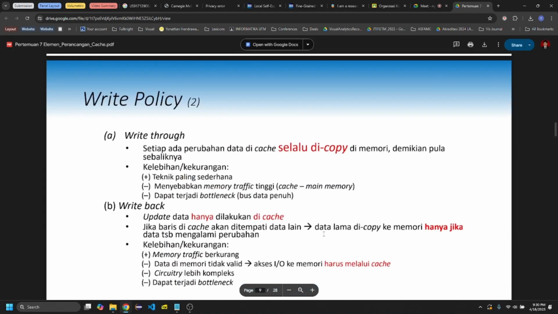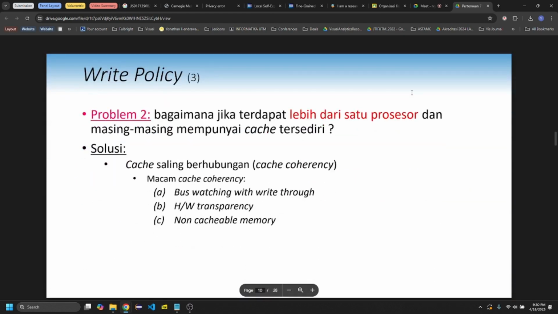Is there any question first about these two, write through and write back? Ada pertanyaan dulu tentang write through dengan write back? Ada pertanyaan dulu? Is there any question? Tidak ada, Pak. Okay, next.